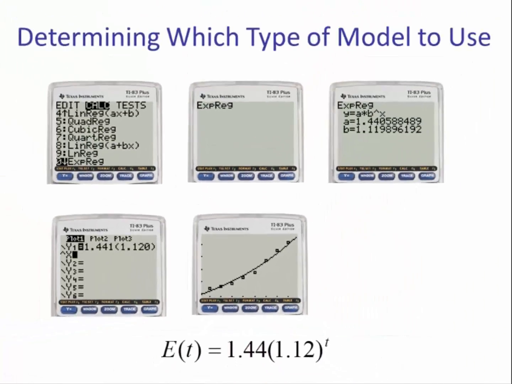So the question is, which one is doing the best job? Is it the linear, the quadratic, or the exponential? Well, to help us answer that, we will have the calculator compute what is called r squared. R squared is a value that is in between 0 and 1. The closer to 1, the better the model. So whichever model has a larger r squared value, it will be a better model for the data.